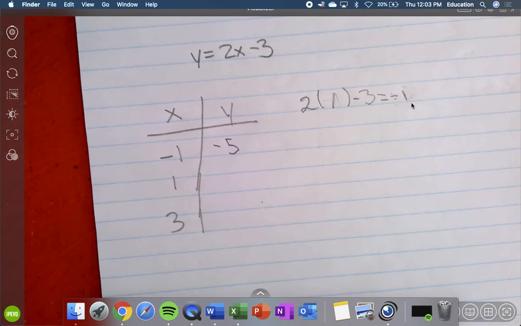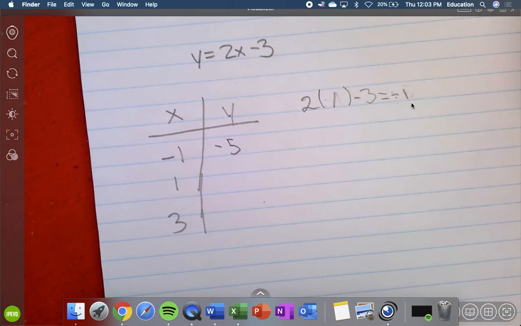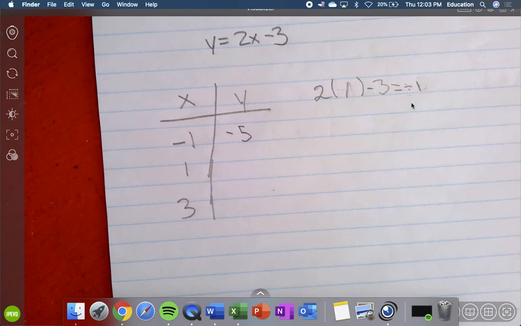So here he did 2 times 1 is 2. Minus 3. 2 minus 3 is minus 1. 2 times 1 is 2. If I have 2 and I take away 3, I'm at -1.